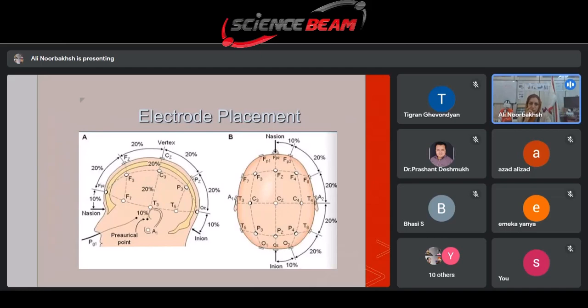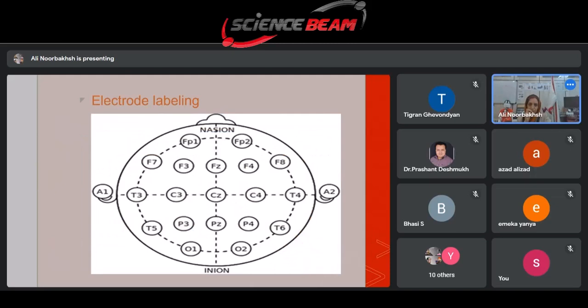Do you know about the 10-20 system? Each electrode placement site has a letter to identify the lobe or area of the brain. It reads from prefrontal. This is prefrontal, frontal, temporal, parietal, occipital, and central.